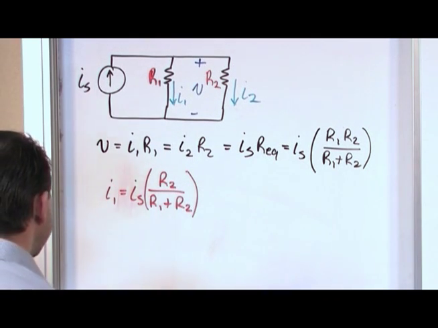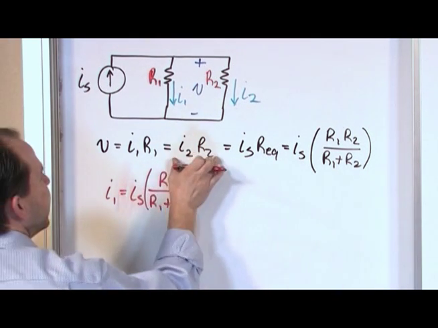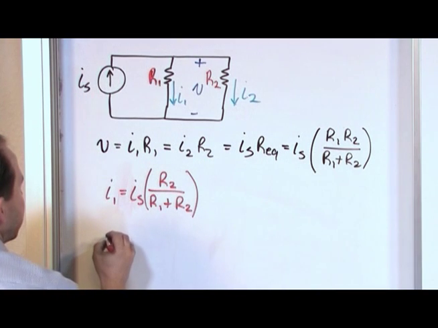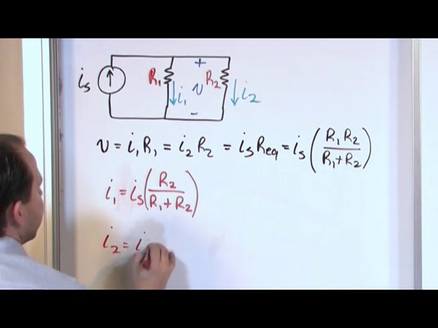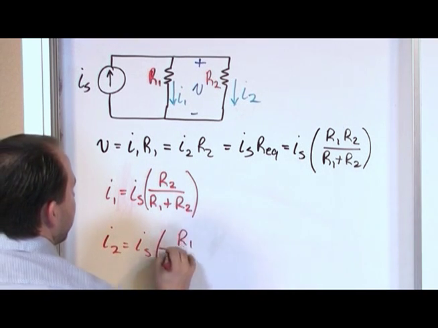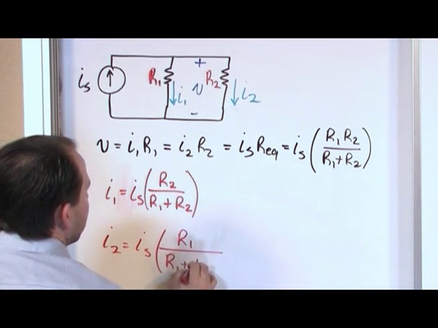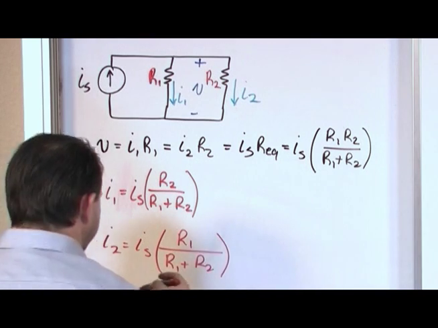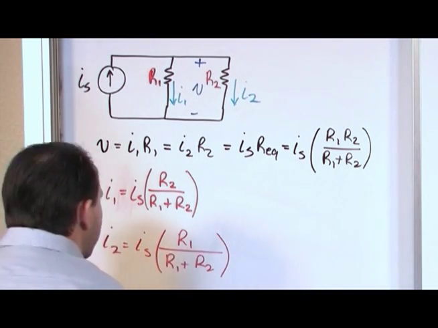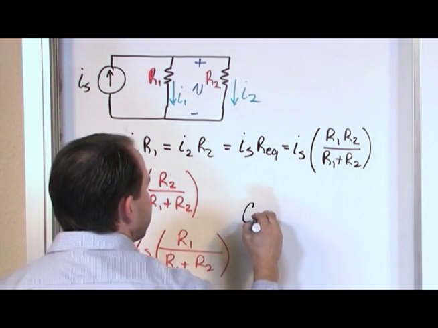Let me do the next one and then we'll talk about it. I can set this also equal to this. And when I do it, I'll get I sub 2 is equal to I sub S times R1 over R1 plus R2. All right? These are the current divider equations.